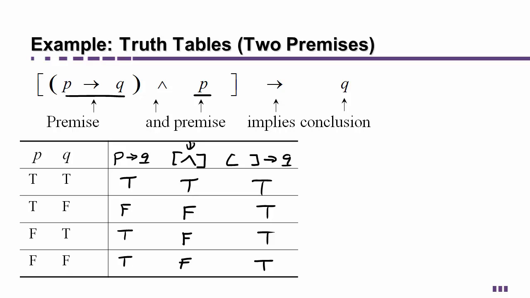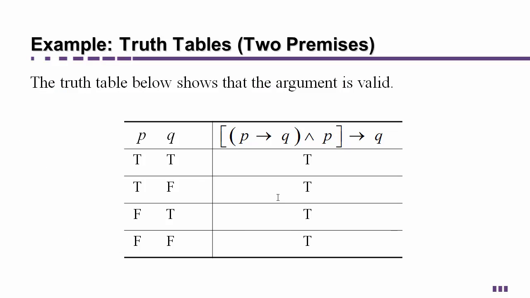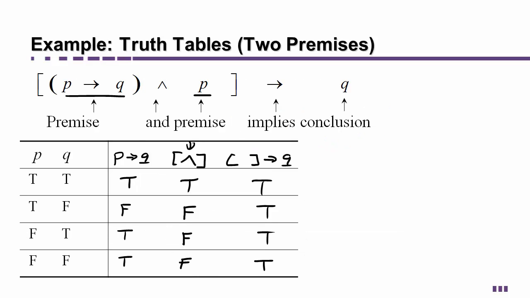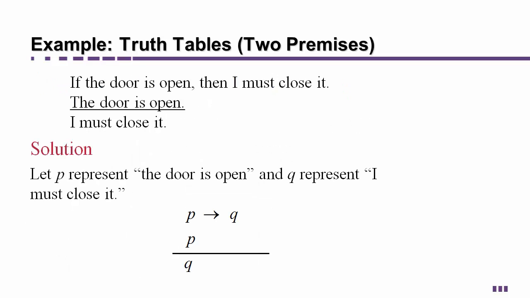All right, and so if you went to the book, they would just go straight to this and go, hey, look, they're all true, without showing you the steps. I think it's better to see the steps, then you can see kind of how you got there. But because they're all true, then it's a tautology, and this argument is valid. If the door is open, then I must close it. The door is open, so therefore I must close it.